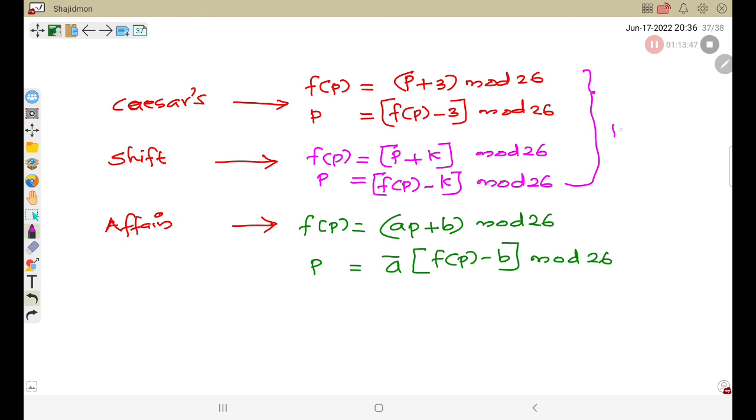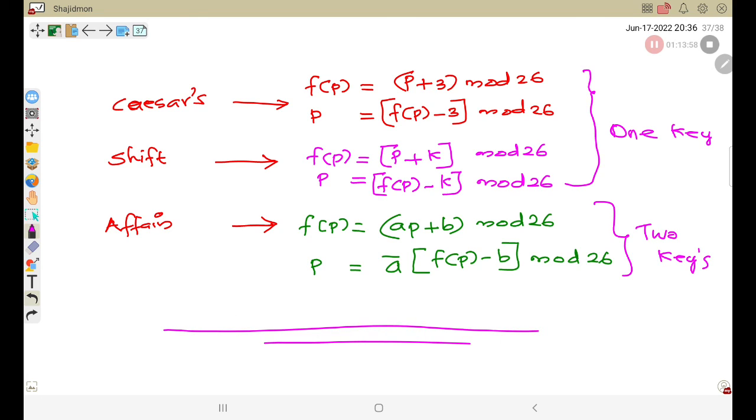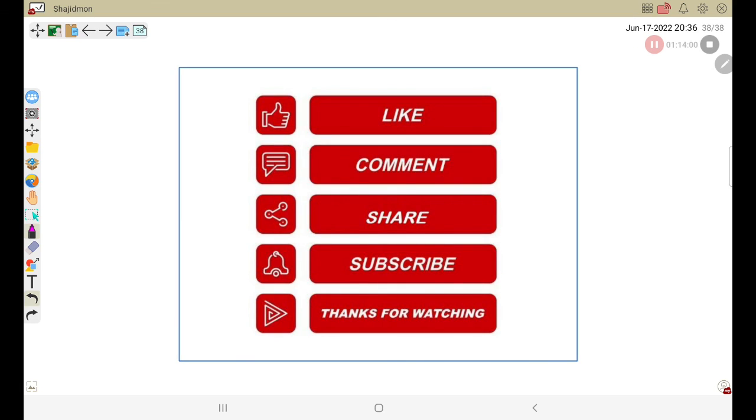So in these two cases, only one key. Here we have two keys, correct? So this is the idea in section 4.7. I hope you understood all these 3 ciphers. You can practice more questions. After this I am uploading some solved questions from 4.7. If you want more questions, you can watch those recorded classes also.